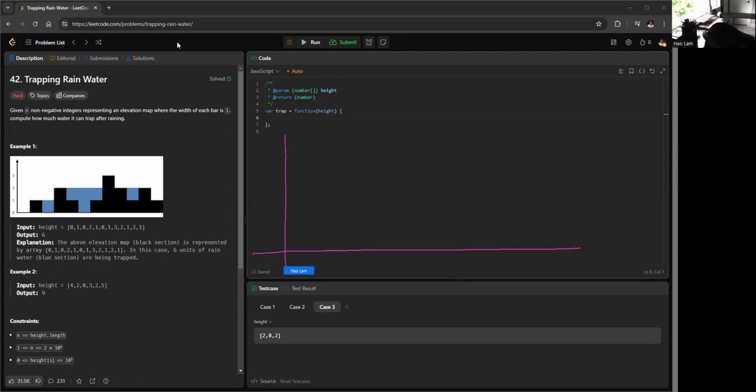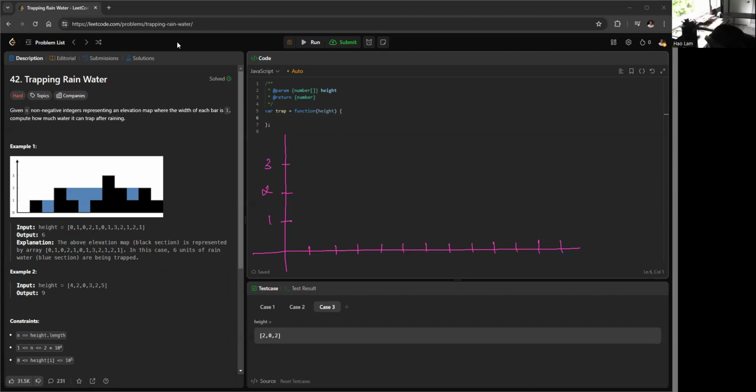0, 1, 2, and 3, right? Which is the height. And we can do 1, 2, 3, 4, 5, 6, 7, 8, 9, 10, 11. Okay, should be enough.